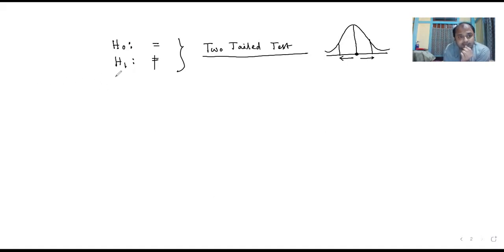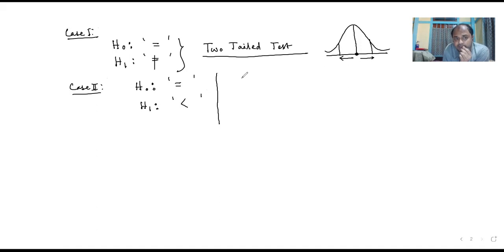In some cases, it may so happen. So this is case one. In some other cases, there can be the possibility that by looking at the problem, you find that in null hypothesis, you are considering the equality sign, and in alternative hypothesis, you are considering less than sign. Or it may so happen that in null hypothesis, you are considering equal to sign, and in alternative hypothesis, you are considering greater than sign. So in these cases, you are actually sure about your normal curve.